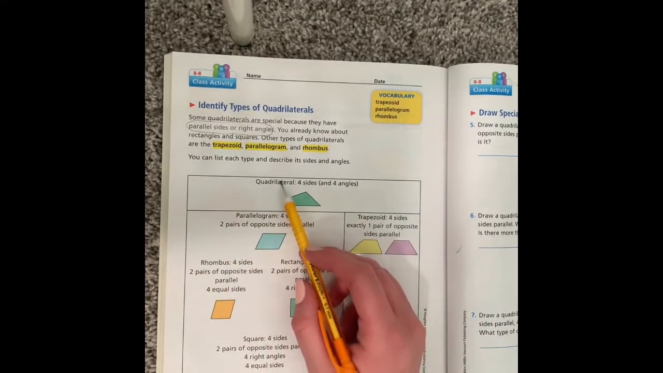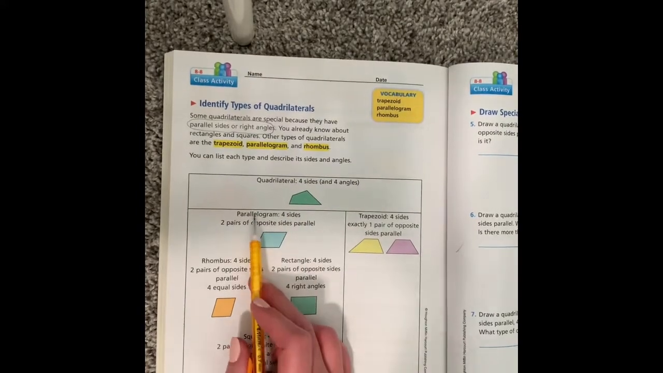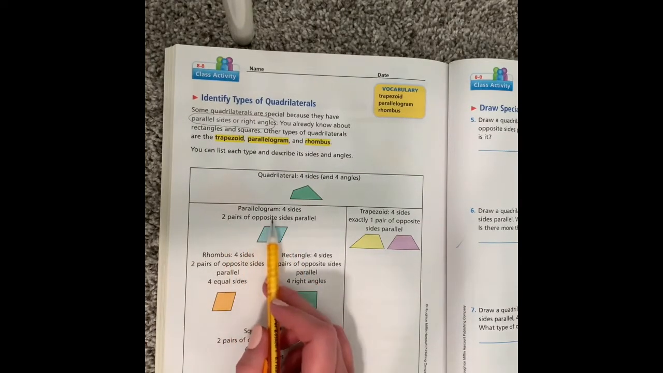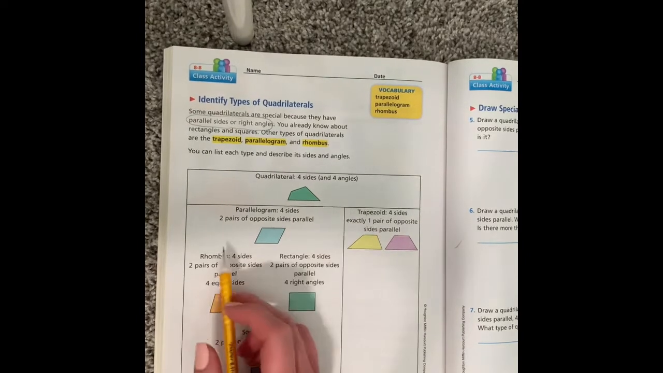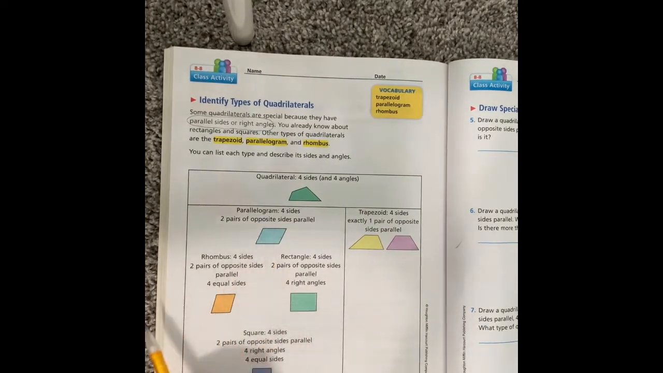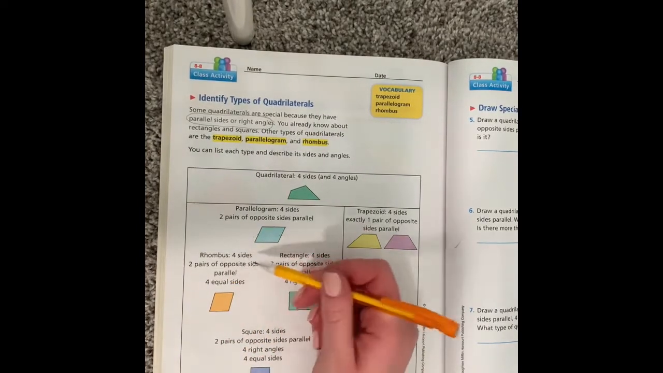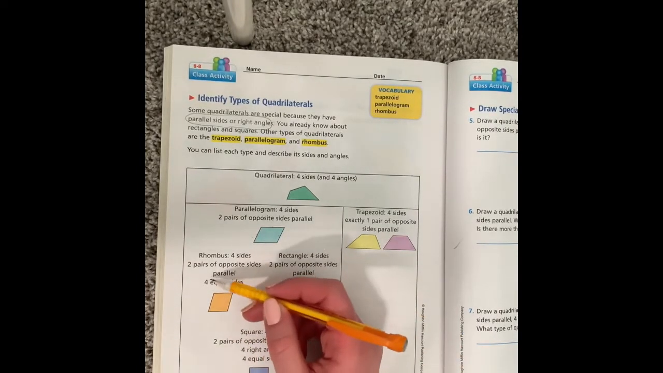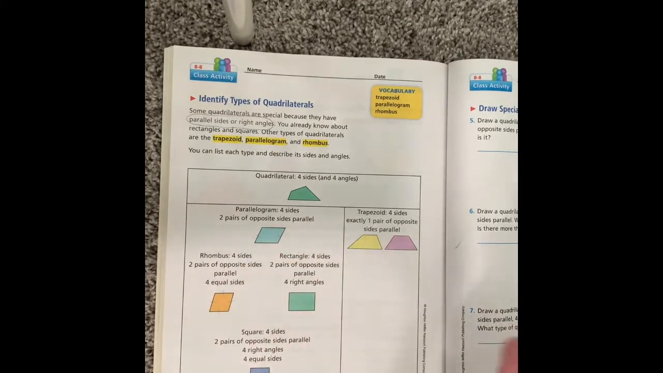So here we just have a quadrilateral and it's showing us 4 sides and 4 angles. Now if we look at the parallelogram, it says 4 sides, 2 pairs of opposite sides parallel. So we know that these 2 sides are parallel and these 2 sides are parallel. If you look at a rhombus, it says 2 pairs of opposite sides. So we know that these 2 are opposite and that they're parallel, and that we have 4 equal sides. So all 4 of these sides are equal.